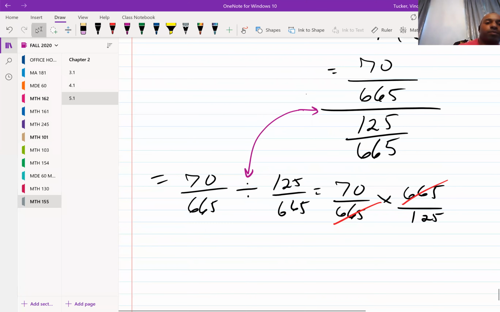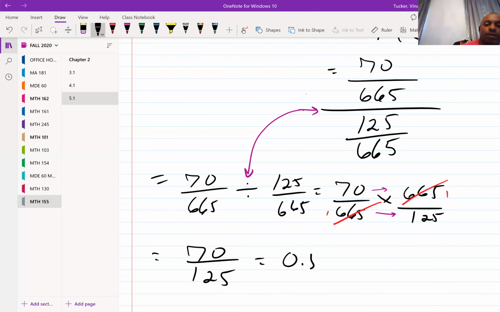665 will cancel. And now if I multiply across, it'll just be 70 over 125, which still gives me the 0.56. So just showing you that either way, whether you use the numbers or you use probabilities, you should still get the same answer. And whatever is available to you is what you will be able to go for. We'll see somewhere that we use the probabilities in a second.